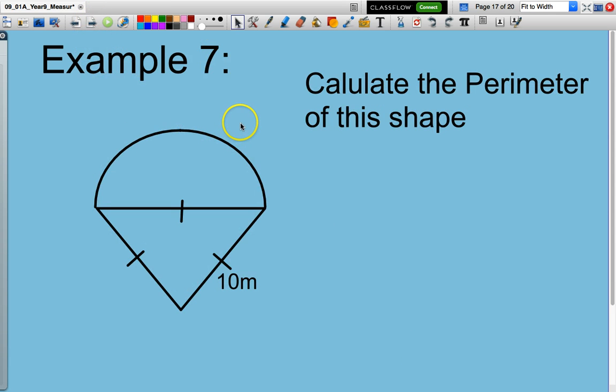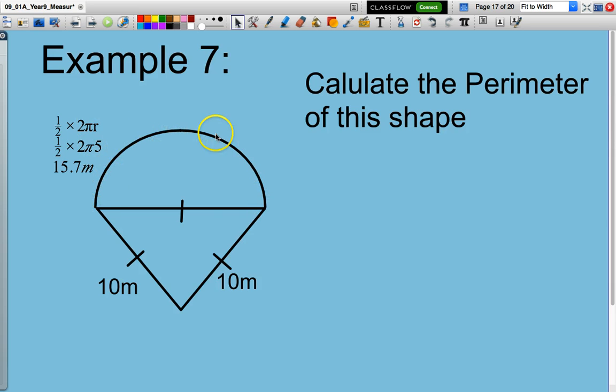Just a couple more examples. This looks a bit like an ice cream cone. Wish to calculate the perimeter of this shape. In other words, I want to walk all from here to here, around here, and back there again. So I'll start here with 10. Now this side here is 10. And I would know that this distance around here I could calculate.